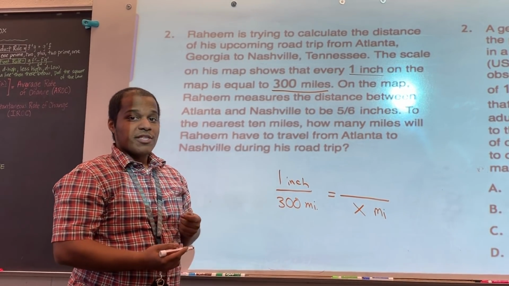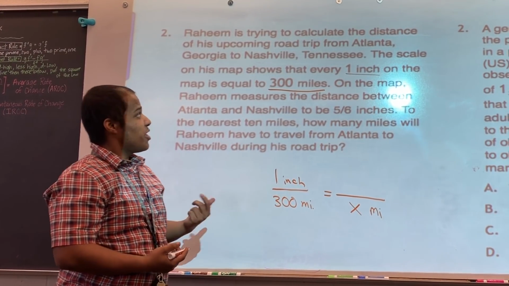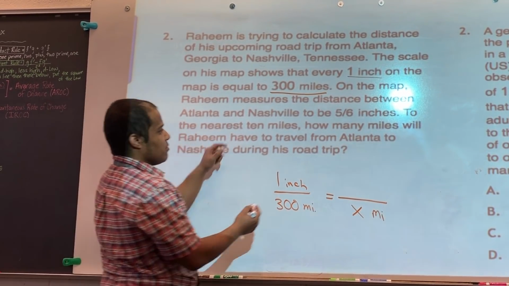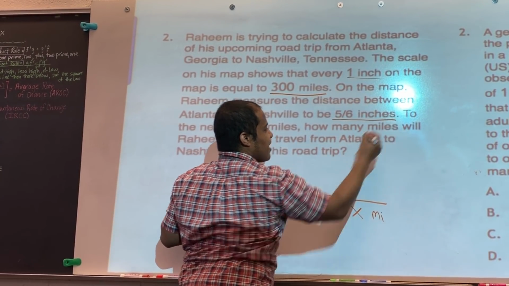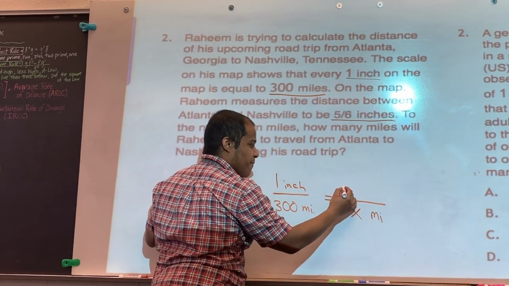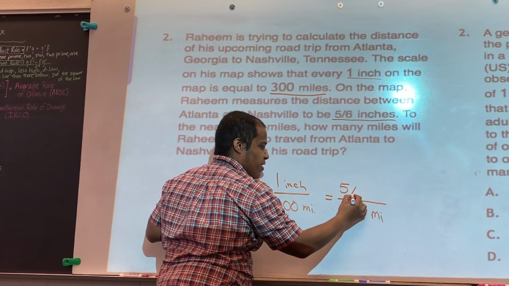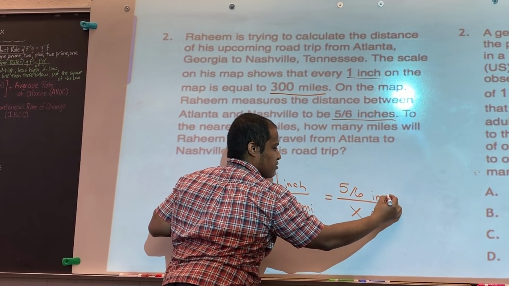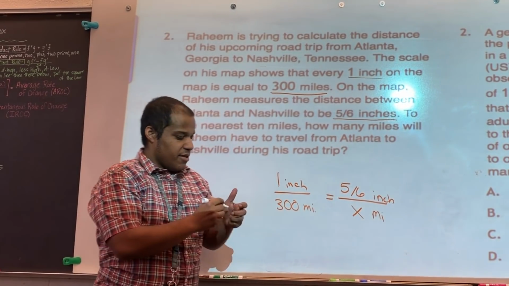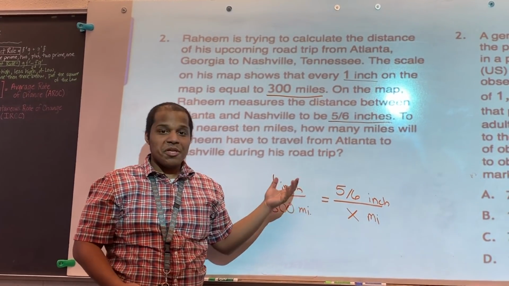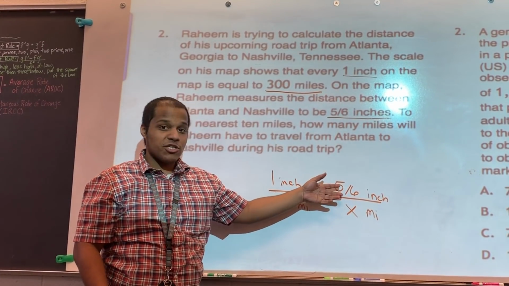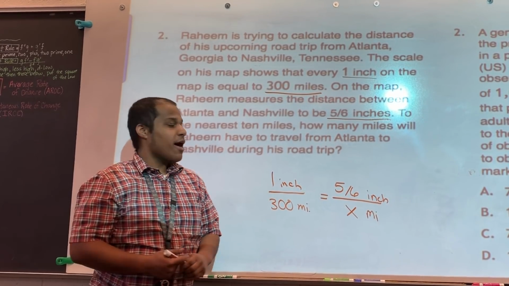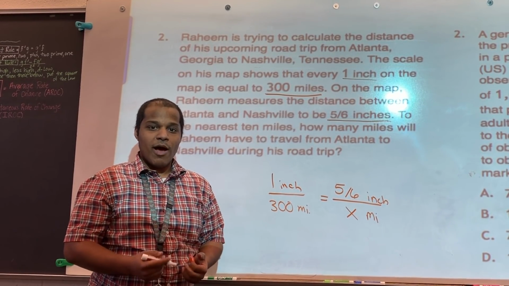What we do know is that Raheem measured the distance from Atlanta, Georgia to Nashville, Tennessee. And he found out that that was 5/6 of an inch. So in the top of this fraction, we have 5/6 of an inch. Now, not that you need to know this, but this is called a nested fraction. That's when a fraction is inside of a fraction. We still solve it the same way. However, we just need to be careful about how we calculate it.